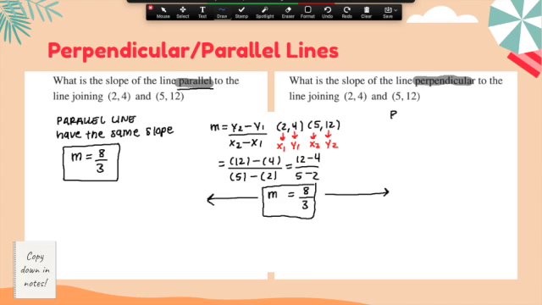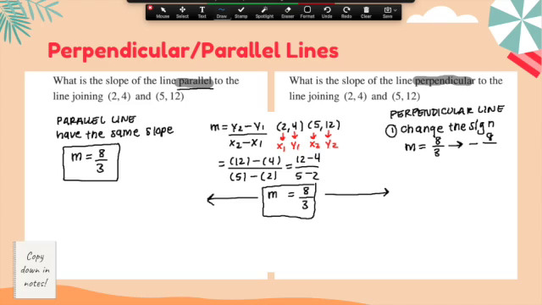Perpendicular lines are a little bit different. So let's write here perpendicular lines. In this case, I need to change the sign. So if you have a positive slope of 8 over 3, it needs to be changed to being negative. If it was a negative slope, you would have to change it to being positive. But in this case, we had a positive one, so we changed it to negative.